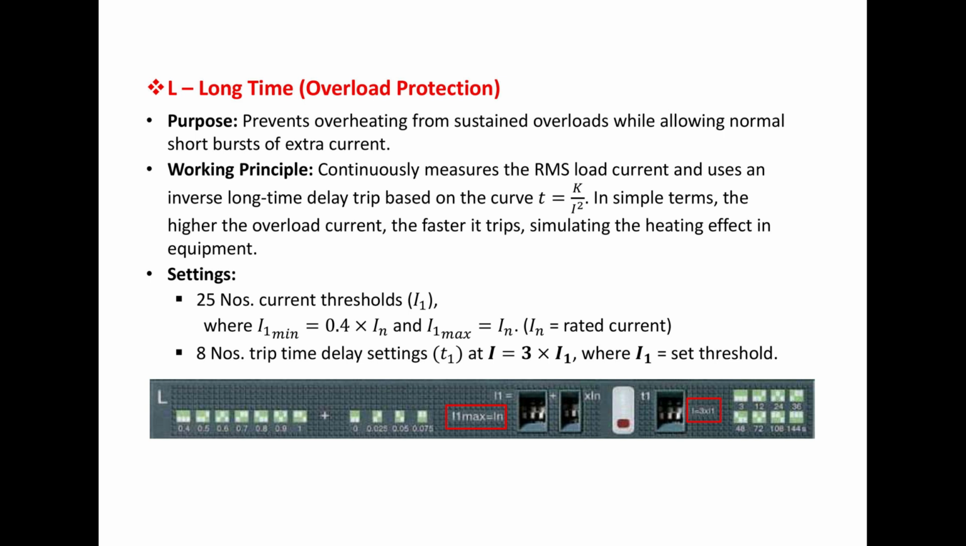The settings for the L function include 25 current thresholds I1 with a minimum of 0.4 times In and a maximum of In, where In is the rated current. It also has 8 trip time delay settings, t1 at I equal to 3 times of I1, where I1 is the current threshold.